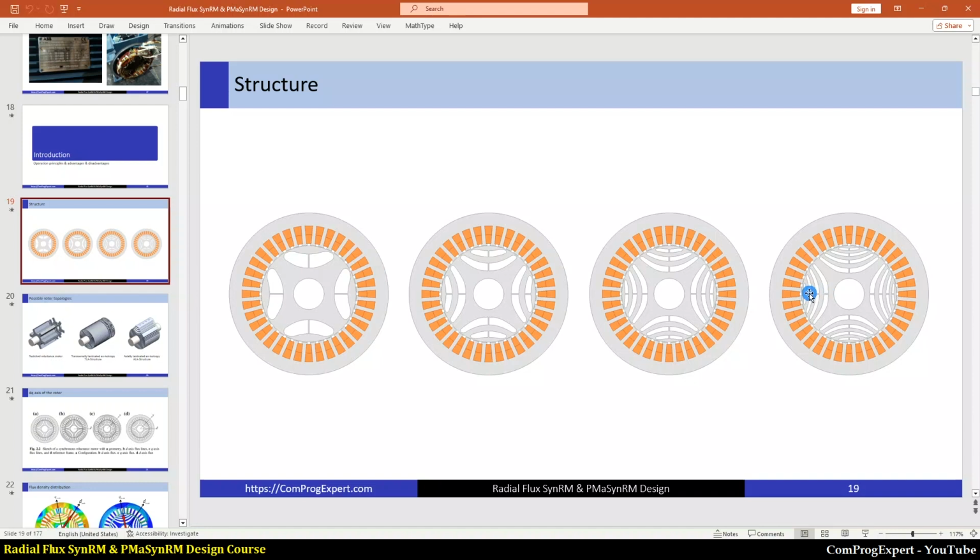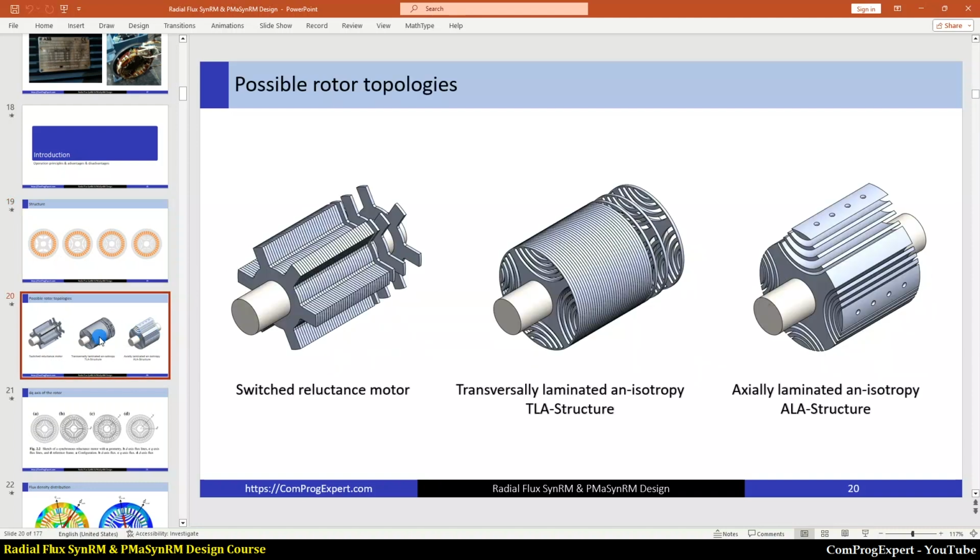So the aim is to achieve the maximum rotor magnetic saliency ratio as much as possible, to generate a good amount of reluctance torque. The winding is distributed similar to an induction motor, and the rotor geometry is different. We considered this structure, but to generate the reluctance torque, we have several topologies.